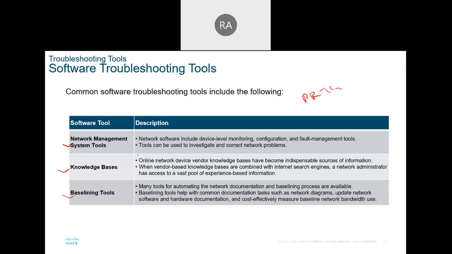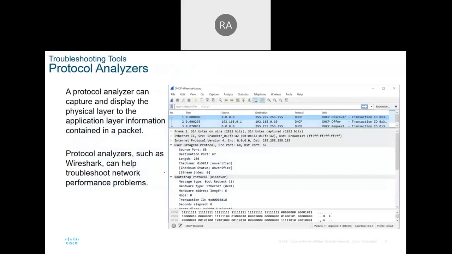Baseline tool. Remember, you have done your documentation. Your documentation is also going to be part of the tools you need in doing your troubleshooting. You check from the diagram, software, hardware documentation, everything you got, bandwidth usage. All of these things are going to help you to know that there's a problem, and then how you resolve the problem. These are some of the tools.